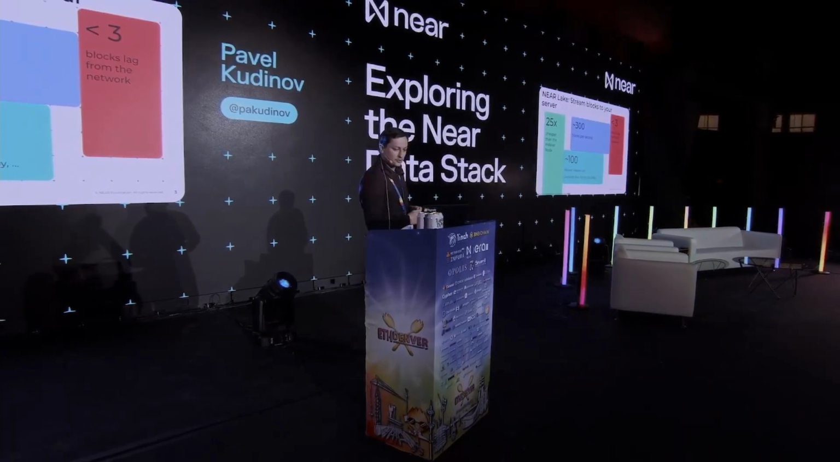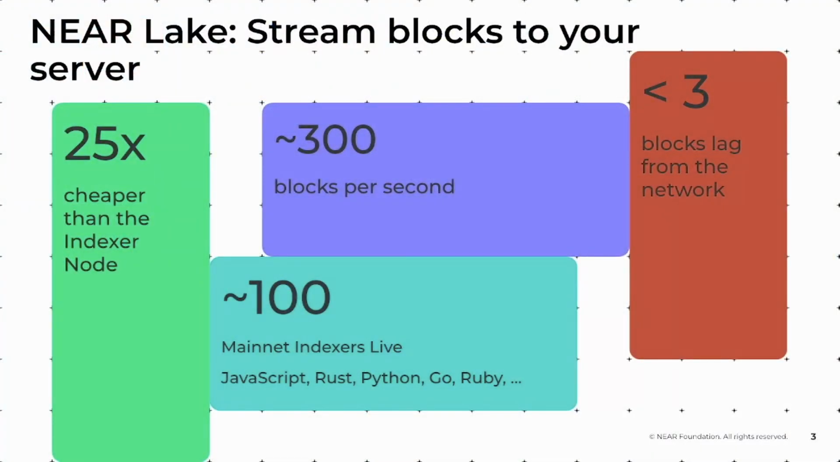And then later, last year, we introduced Near Lake. It's a way to stream blocks to your server, which is actually 25 times cheaper than running your own node, and it's much faster, much easier to maintain. It's actually a full storage of all Near blocks in JSON format that follows Near core schema, so it's fully compatible with the internal formats of the blockchain node. It's capable of streaming 300 blocks per second to your server, and actually sometimes even faster.